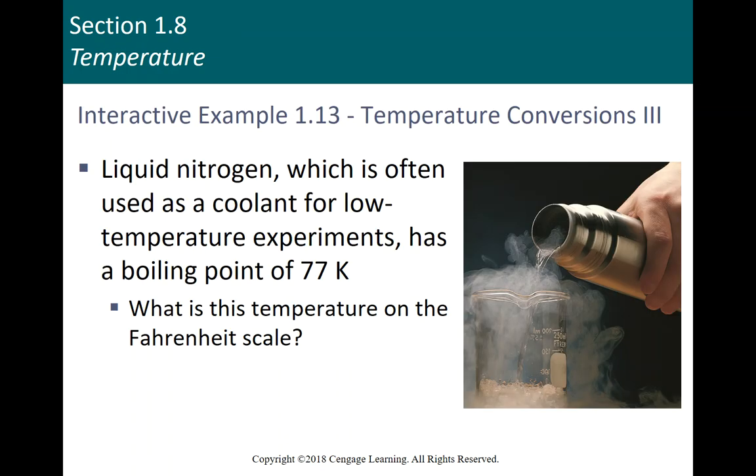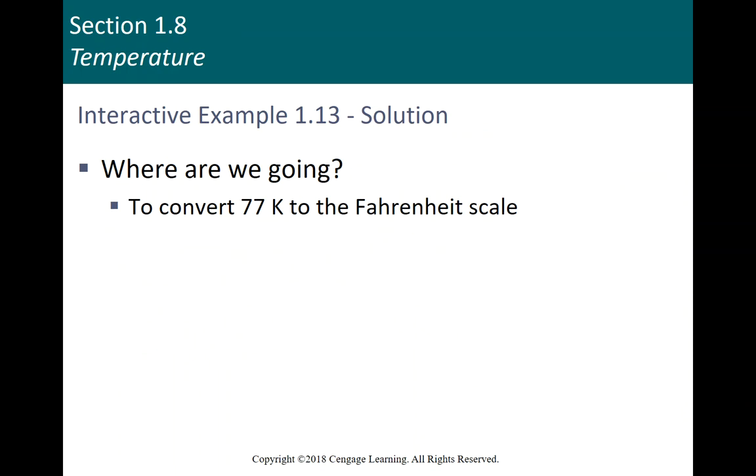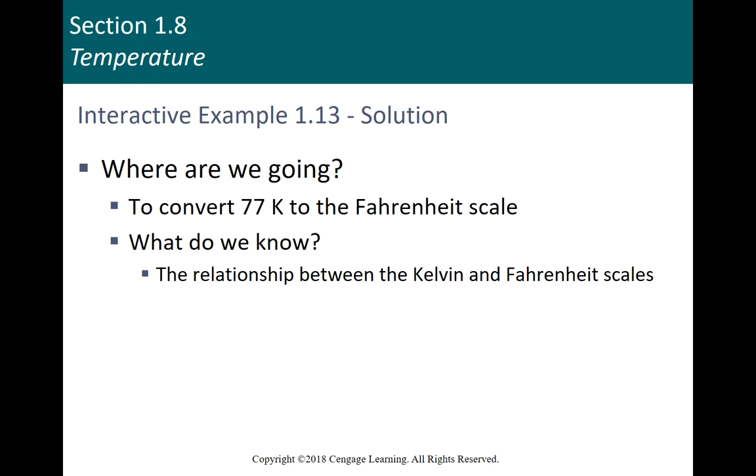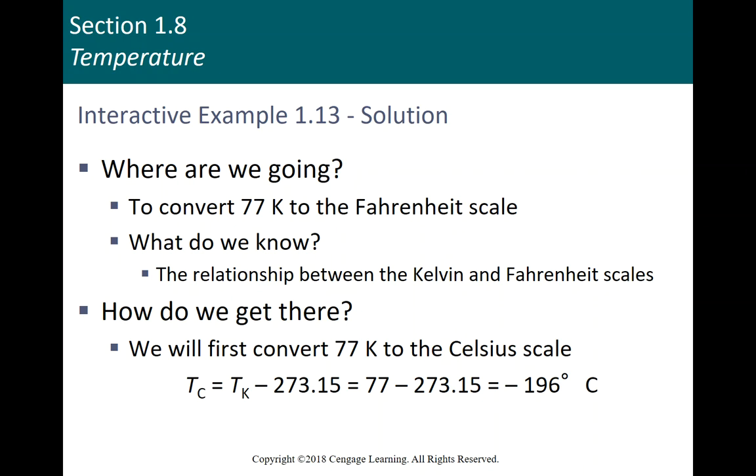Let's try another one. Liquid nitrogen has a boiling point of 77 kelvins. What's that temperature in the Fahrenheit scale? So this is a two-step problem. First, you're going to have to go from Kelvin to Celsius and then convert to Fahrenheit. We know the relationship, although it's a two-step process. And so first we're going to convert to the Celsius scale, so we just simply take the 77 we're given in the problem, subtract 273.15, and those 77 degrees Kelvin is equal to negative 196 degrees Celsius.